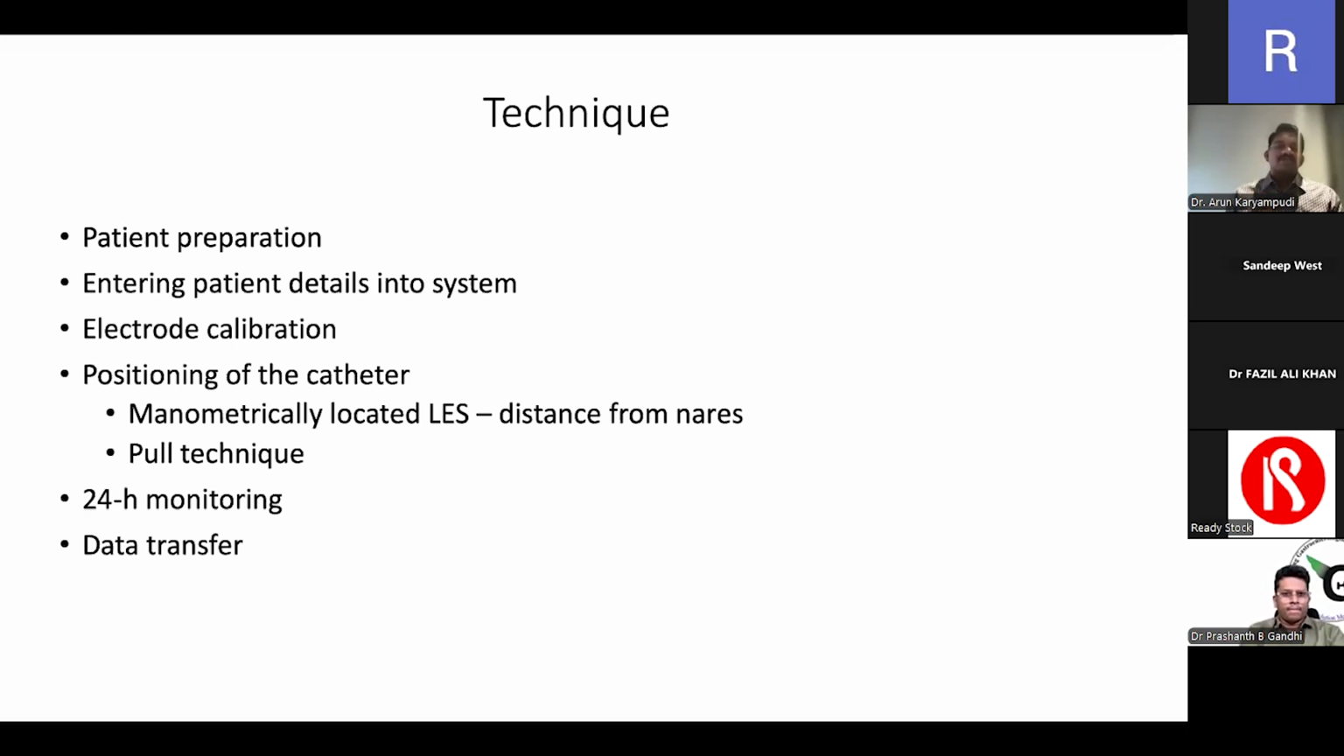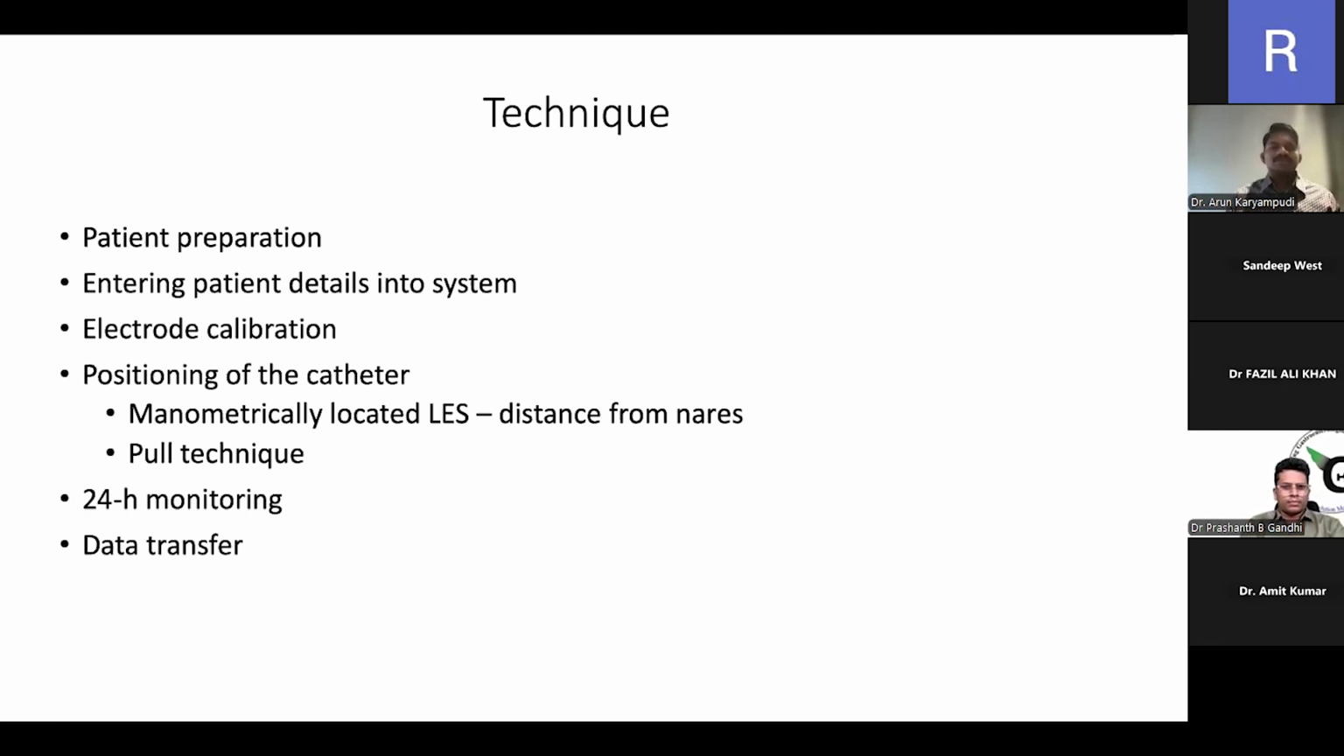The first step that has to be done before you take the probe and place it into the patient is electrode calibration. Usually you have two pH solutions provided, pH 4 and pH 7. Using these two pH solutions, you calibrate the catheter, and then you position the catheter into the patient. So placement of the pH probe is very similar to that of a manometric catheter.